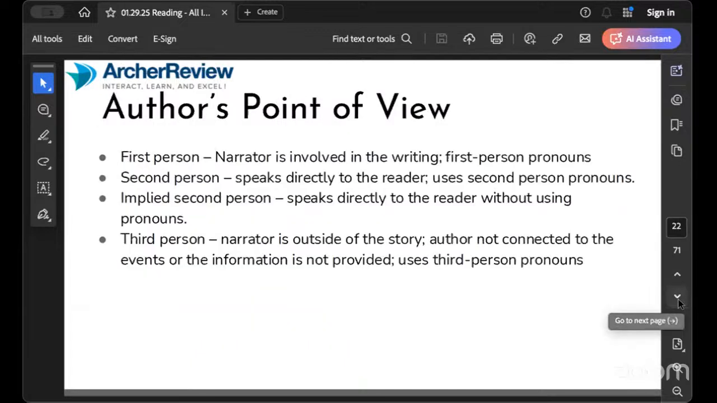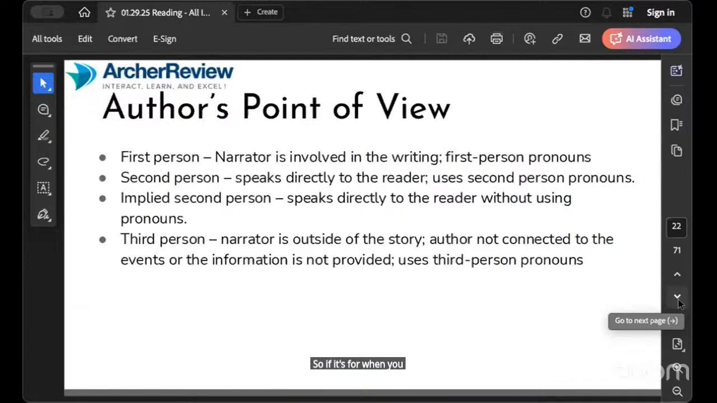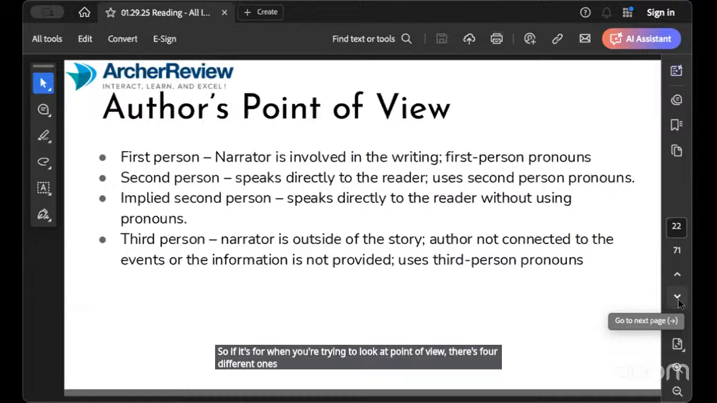So from there, we look at author's point of view. First person. This is where the narrator is in the writing. Wait, hold on. Therefore, would that be a primary source? Yes. If it's a first-hand account, or the actual account of something, that would be a primary source. Yes, that's correct. So when you're trying to look at point of view, there's four different ones we're going to talk about tonight and ones to keep in mind when test taking.